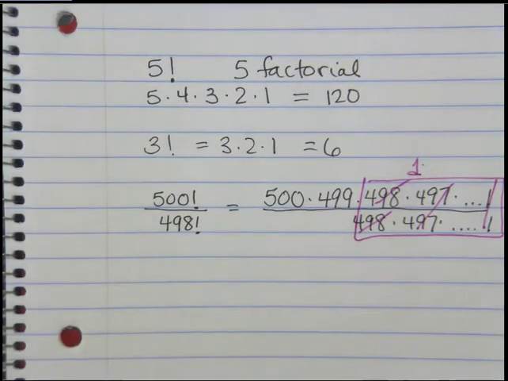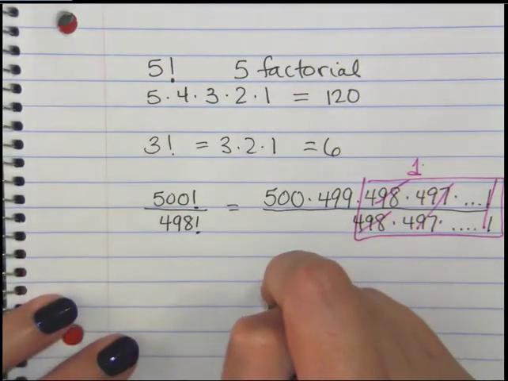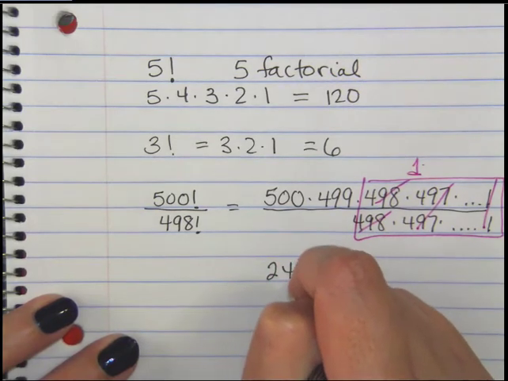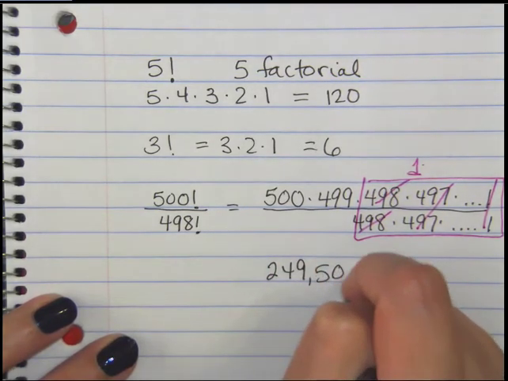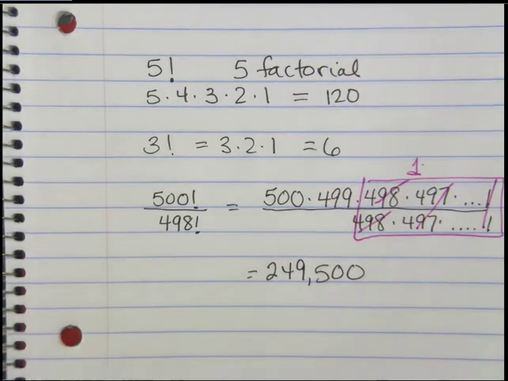I would still use a calculator for that, but it's a much easier computation, and your calculator can handle that. And I had to use my calculator. It's 249,500. Okay, so there is a question like that in your homework. This is how I expect you to be able to do this.